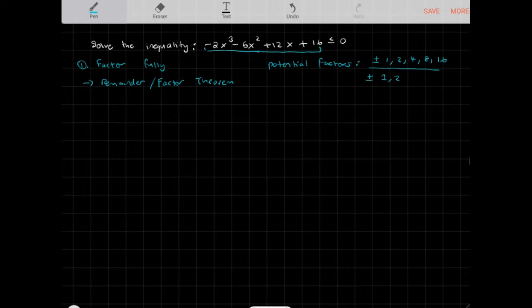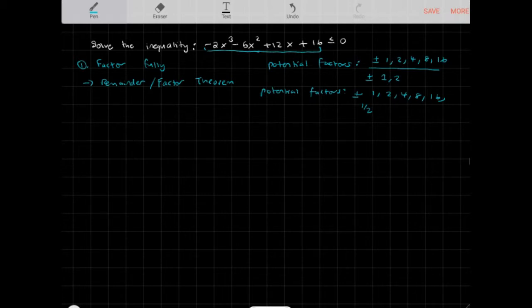Okay, and our potential factors, and we say they are potential because it doesn't mean that all of these are factors, but some of these or one of these will be a factor. So some of the potential factors can be 1, 2, 4, 8, and 16. And also 1/2, so 1 divided by 2, 2 divided by 2, which is 1, 4 divided by 2, which is 2, 8 divided by 2, which is 4, 16 divided by 2, which is 8. So we also have a half here.